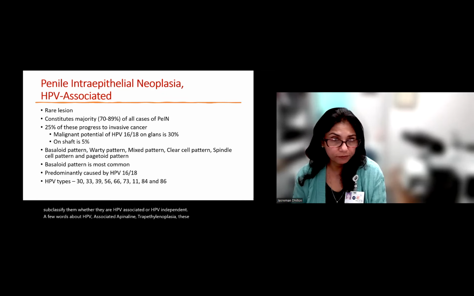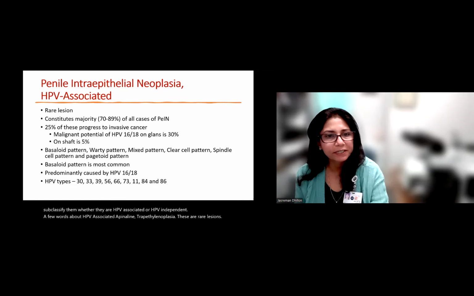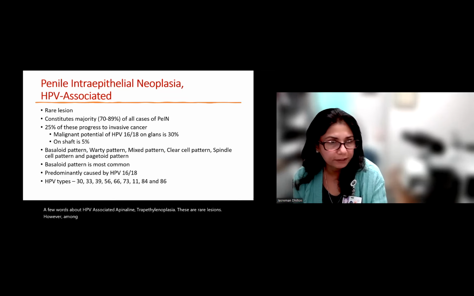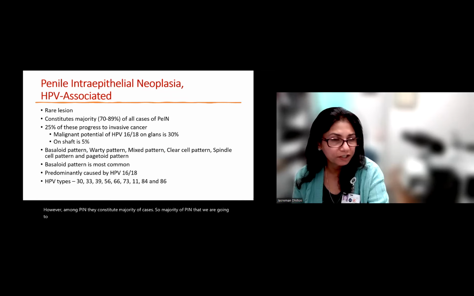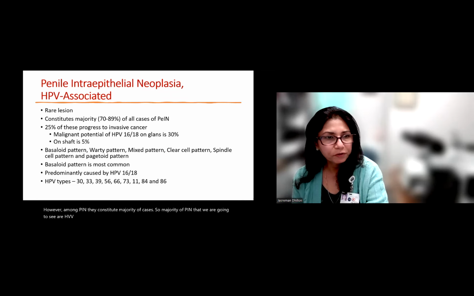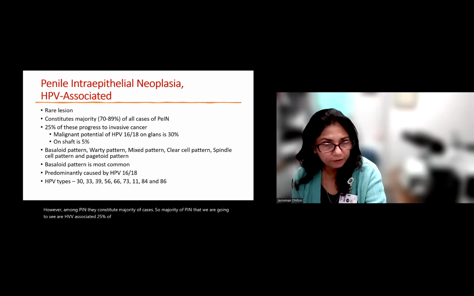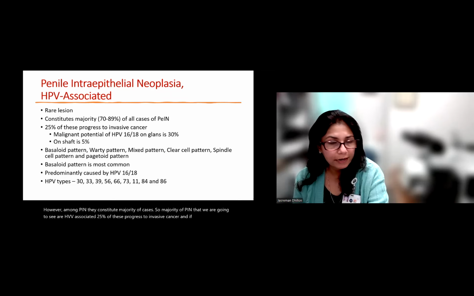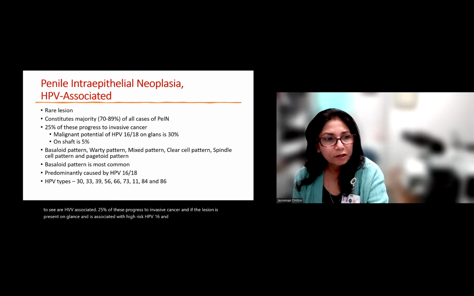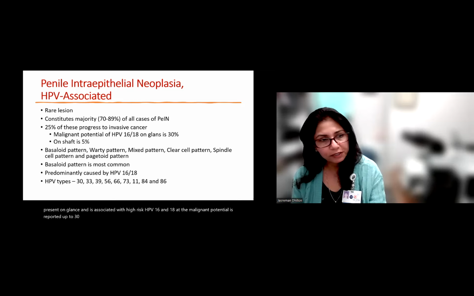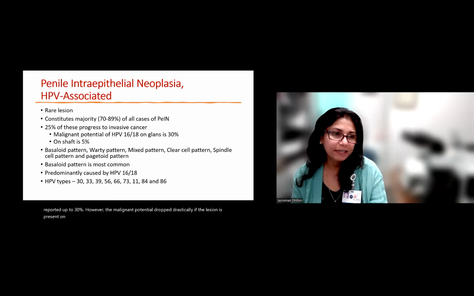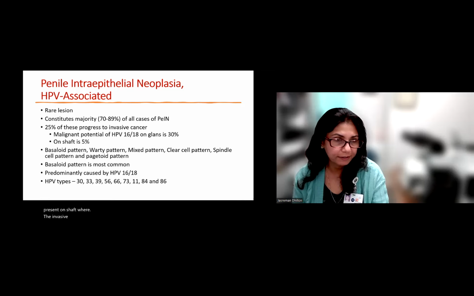A few words about HPV associated penile intraepithelial neoplasia. These are rare lesions. However, among PEIN, they constitute the majority of cases. So the majority of PEIN that we are going to see are HPV associated. 25% of these progress to invasive cancer. And if the lesion is present on the glans and is associated with high-risk HPV 16 and 18, the malignant potential is reported up to 30%. However, the malignant potential drops drastically if the lesion is present on the shaft, where the invasive potential is only 5%.